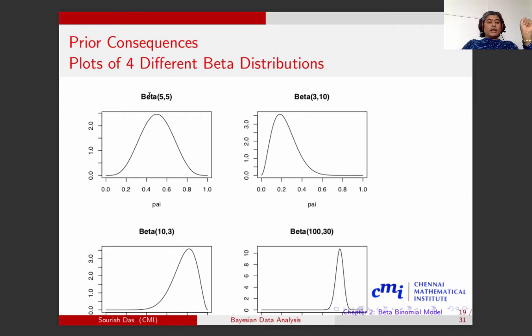Here I am showing how your prior distribution will look if you choose beta 5 5. If you choose beta 3 comma 10, then this is how your prior will look. If you choose beta 10 comma 3 or beta 100 comma 30, this is how your prior will look. Now you can imagine these are only 4 ad hoc choices that I made, but you can make infinitely many choices of these prior parameters, and that will lead to infinitely many prior distributions.